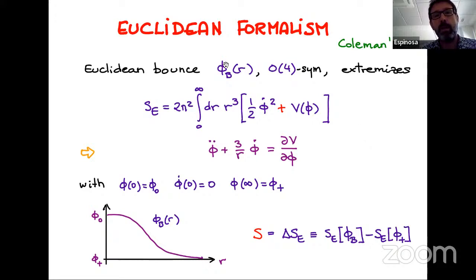Now this bounce is an extremal of this action, and therefore is a solution of the Euler-Lagrange equation that I brought here. If you remember the previous talk, there was a 2 instead of a 3, and this is because that was done at finite temperature. And here I'm at 0 temperature. Okay. So the boundary conditions for this bounce are at the center of, yes?